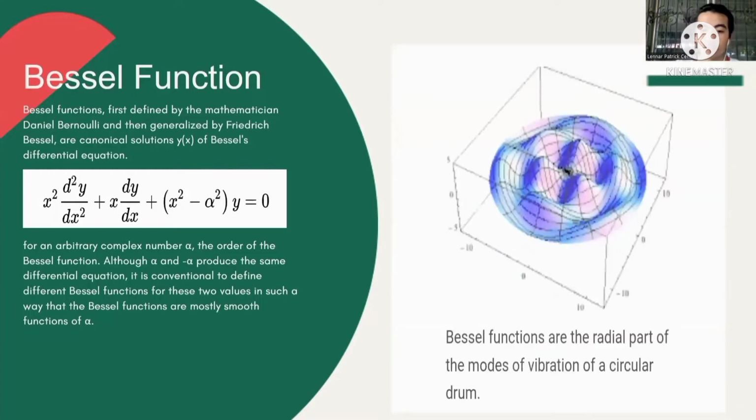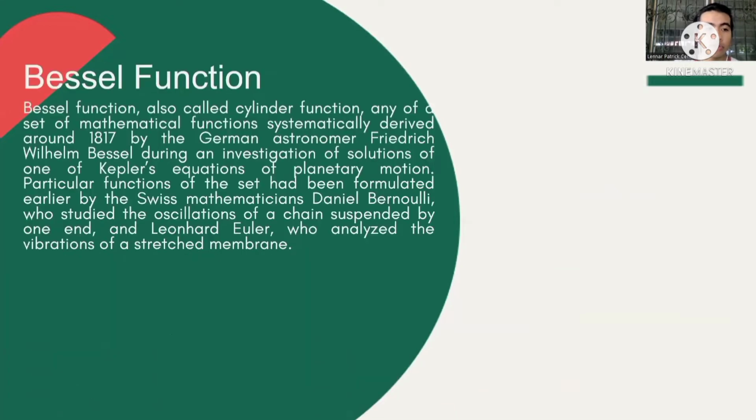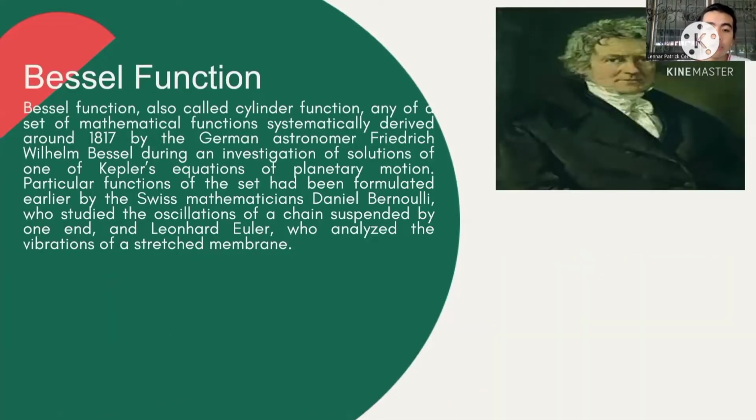So next. Bessel functions are the radial part of the modes of vibration of a circular drum. So sunod tayo, Bessel function, also called cylinder function, any of a set of mathematical functions systematically derived around 1817 by the German astronomer Friedrich Wilhelm Bessel, na kung saan yung investigation niya ng mga solutions of one of Kepler's equation of planetary motion. Particular functions of the set had been formulated earlier ng Swiss mathematician na si Daniel Bernoulli.